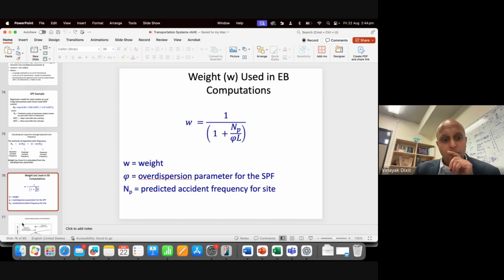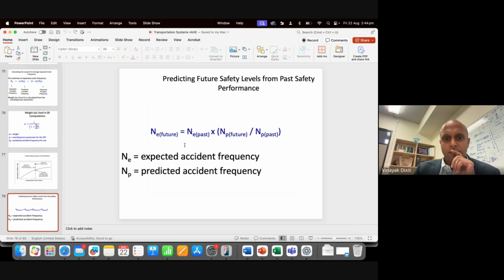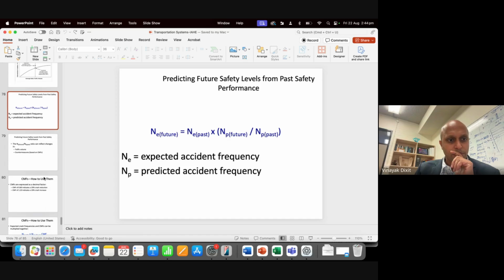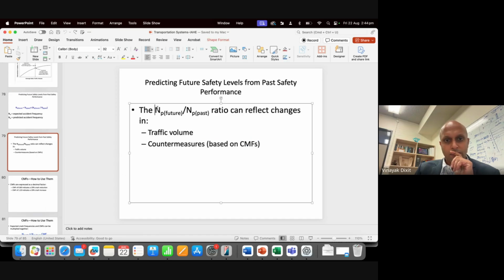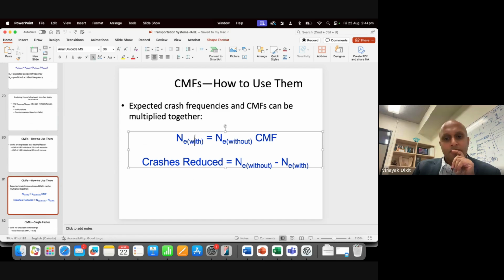So these are the two concepts I wanted to talk about. Then this is the past versus future, and you'll end up getting your crash modification factor from that ratio, NP future divided by NE. Okay, so this is what we would get. Our first example is based purely on this.